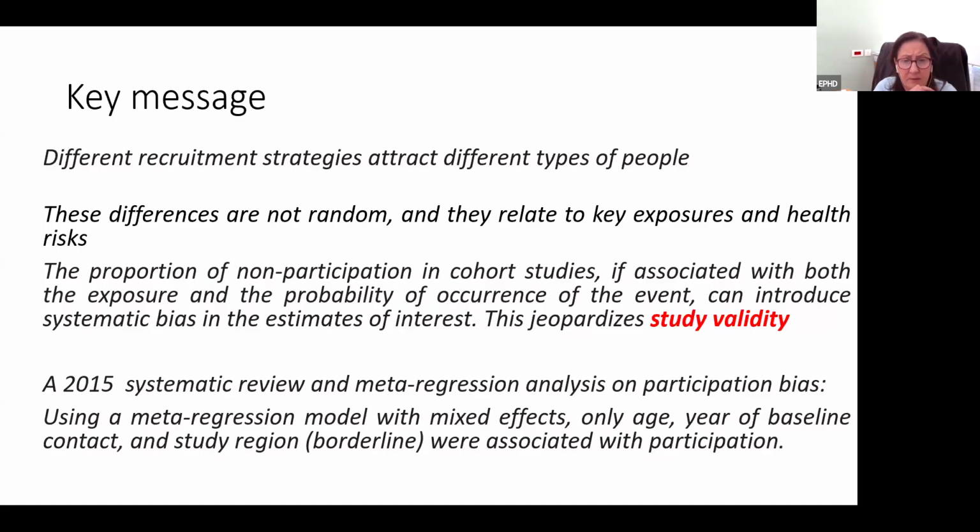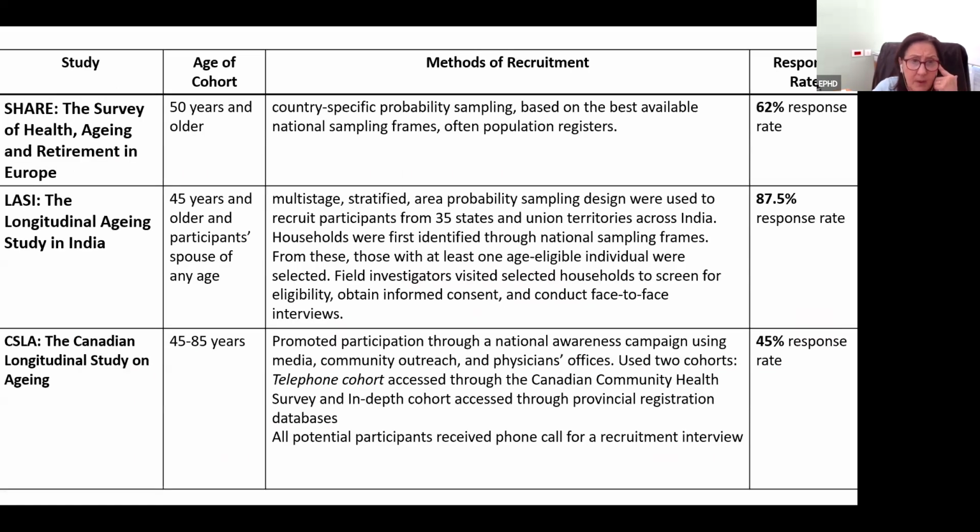There was a systematic review on participation bias. I will share the article with you. It was a systematic review and meta-regression analysis, and they found that age, year of baseline contact, and study region were usually associated with participation. This is across all the cohorts that they looked at. Age is important because older age groups, sometimes, depending on the cohort, of course, and when they are contacted, and sometimes the region, you might have differential participation based on the region.